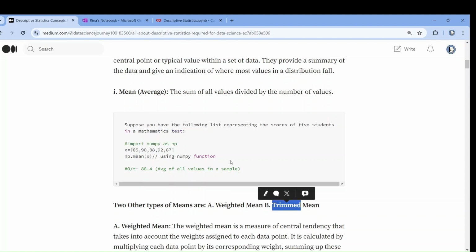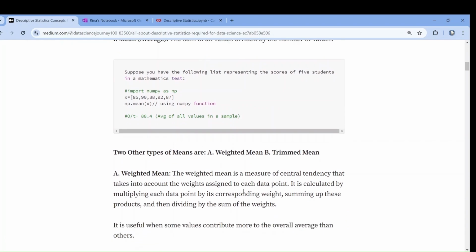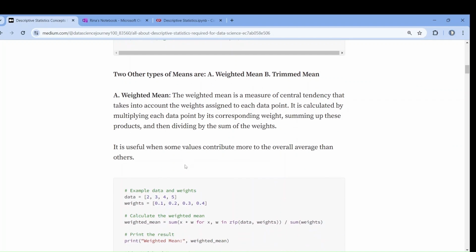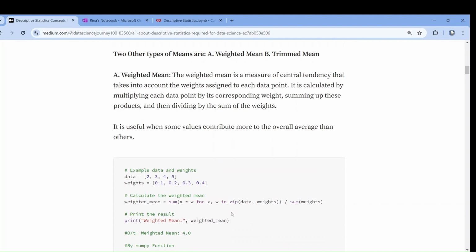Okay. Now there are other types of means also. One is weighted mean. Number two is trimmed mean. Weighted mean is used when you consider the corresponding weight. Suppose some values contribute more to the overall average than others. Like here, there is a data set 2, 3, 4, 5. But every data point has a different weight. So here if I want to calculate the weighted mean, I have to multiply each data point by its corresponding weight, then sum all the products and then divide by the sum of the weights. Okay. This is mainly used when every data point has a different weight in the data set.